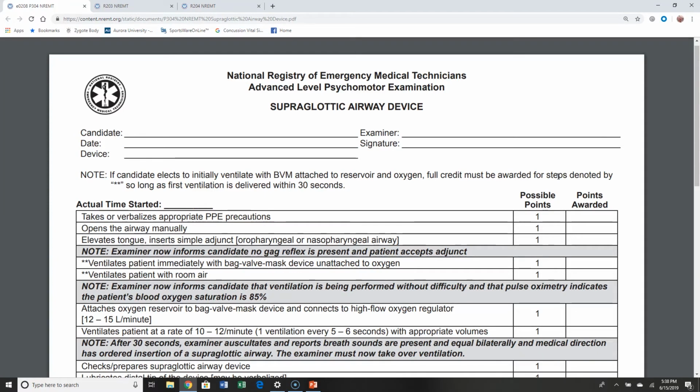Every skill for the National Registry begins with taking appropriate body substance isolation using appropriate PPE. And that's at minimum gloves. As we deal with airways, we should consider things like eye protection and a mask, because as we deal with secretions, the patient could vomit, these can come into our face, and obviously we don't want to have an exposure event.